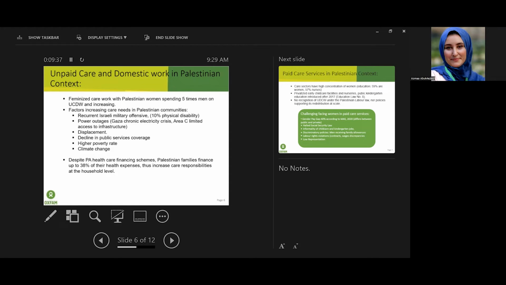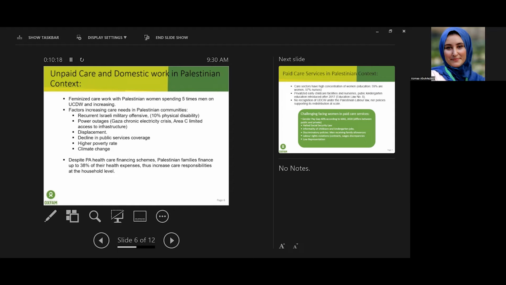Another element is the power outage in Palestine, which is a chronic issue particularly in the Gaza Strip, with an electricity crisis for the past 15 years, with an average of 6 to 8 hours a day for Palestinians. But also in Area C in the West Bank, there is limited access to infrastructure that also deprives whole communities of access to electricity. The displacement also increased care responsibility because women have to shoulder the impact of not having access to resources, going very long distances to obtain water, and also taking care of their children.